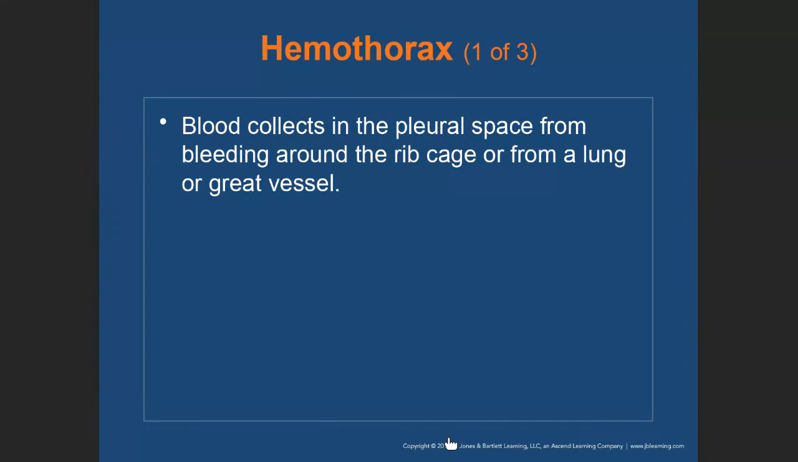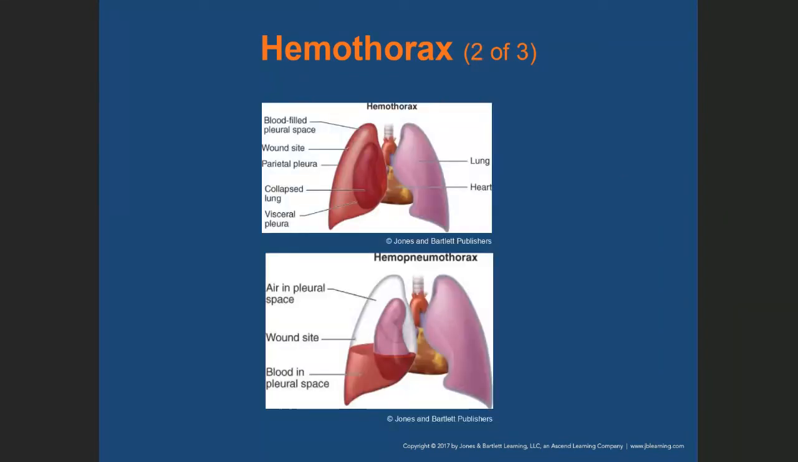Hemothorax. Now, a hemothorax pathophysiology is similar to the pneumothorax. The difference is it's no longer air accumulating in the pleural space. It is blood accumulating in the pleural space. Right? So the problem is blood. So blood collects in the pleural space from bleeding around the rib cage or from a lung or great vessel.